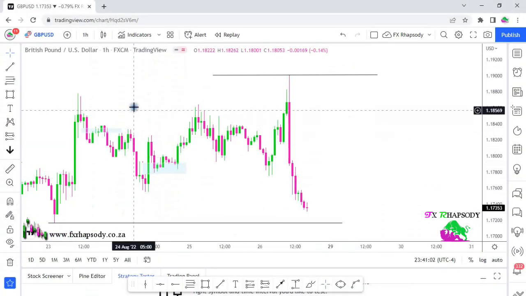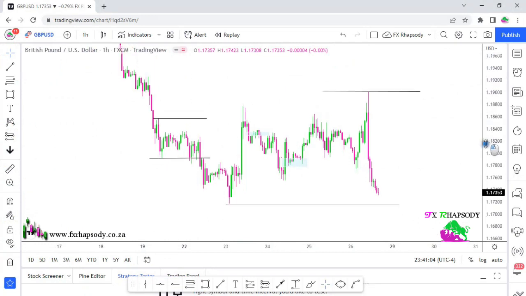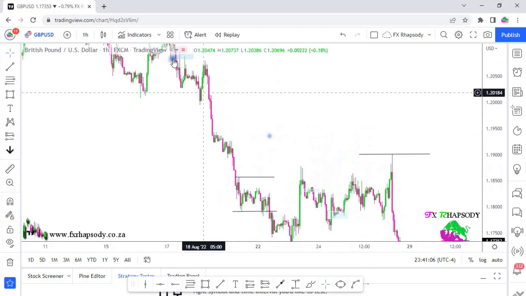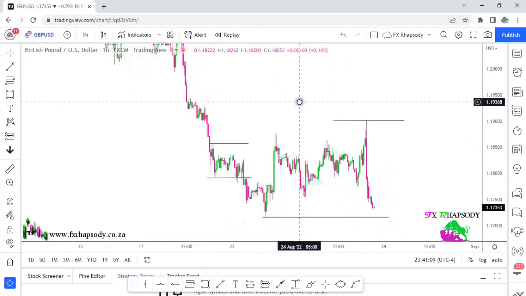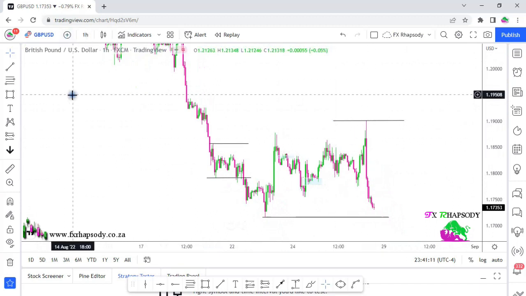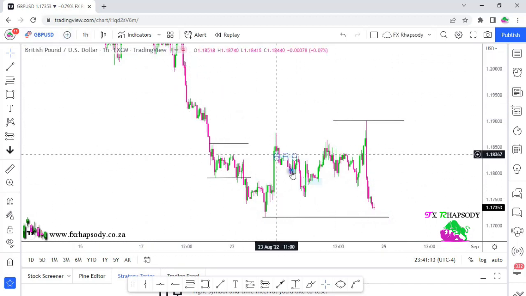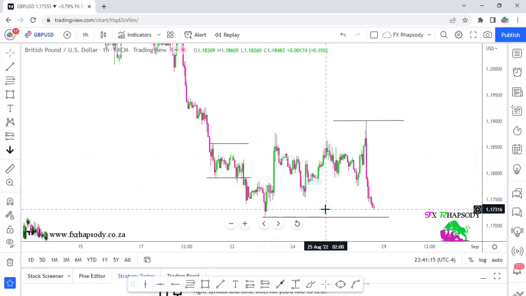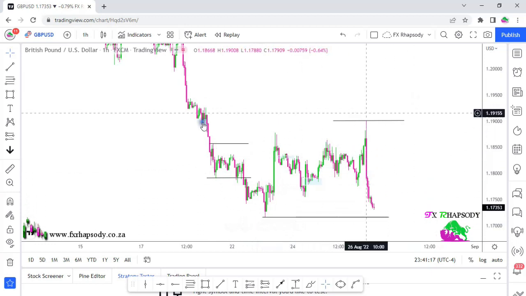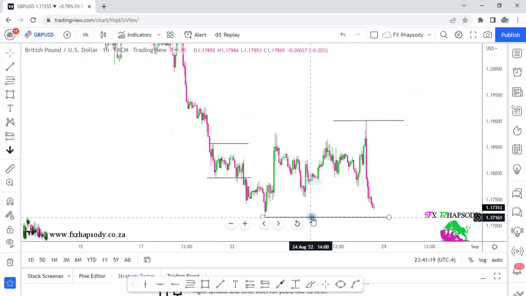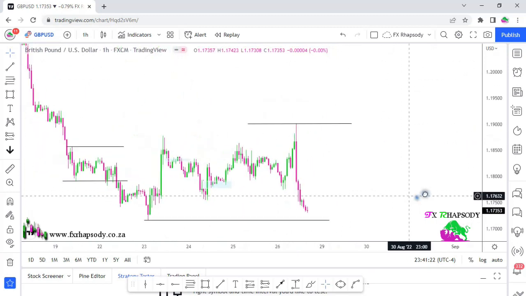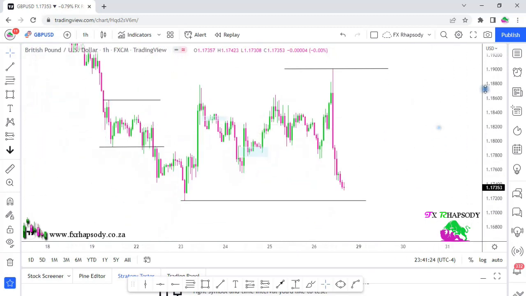That is why on a daily time frame, I'm just zooming out, that is why we see this movement downwards, because we're looking at it against the US dollar. So if the British pound gets stronger, price is going to be moving down. If the British pound gets weaker, price is going to be moving upwards. Stronger, downwards; weaker, upwards. Okay, so let us move on to the next currency pair.